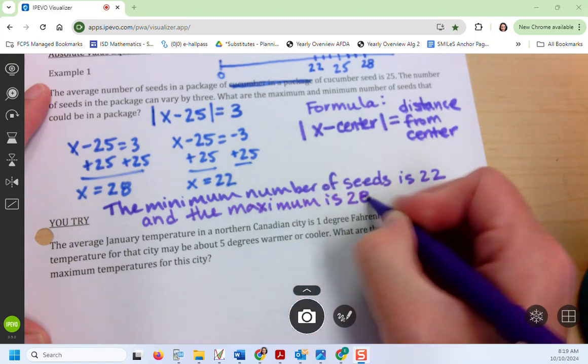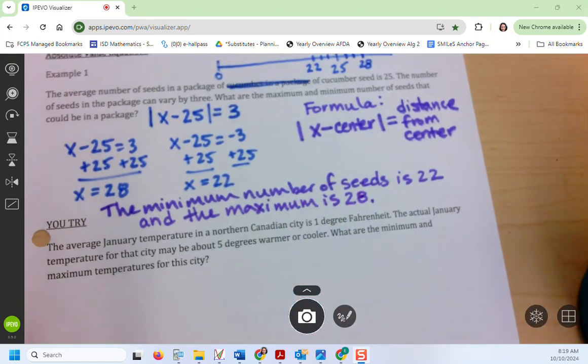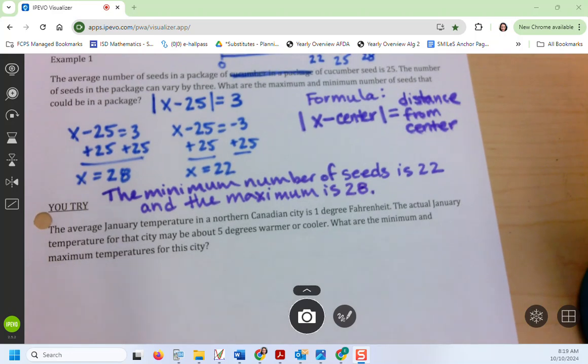All right, and that is an important part of the answer, being able to write that in a sentence. So if you just have 22 and 28 on your paper, if that were a quiz, you would lose that point for interpreting your answer.